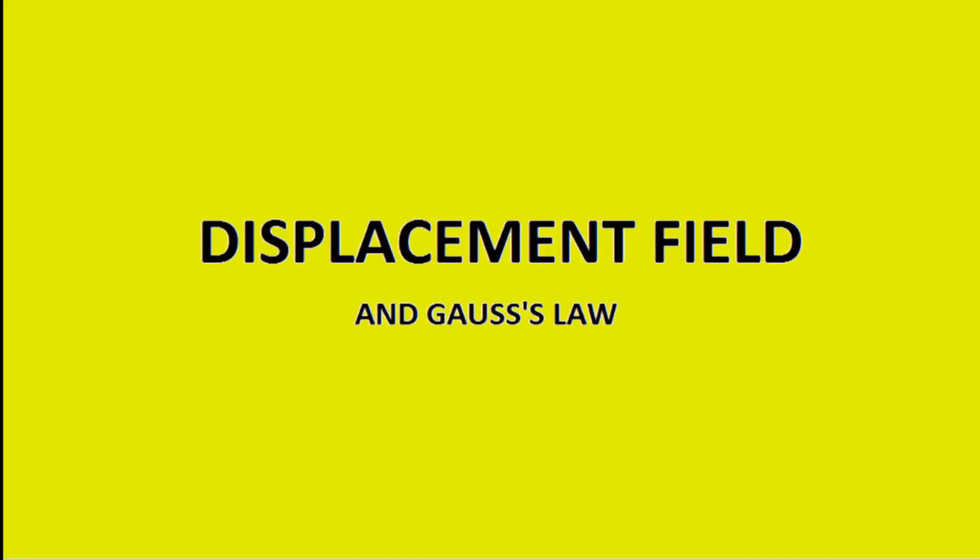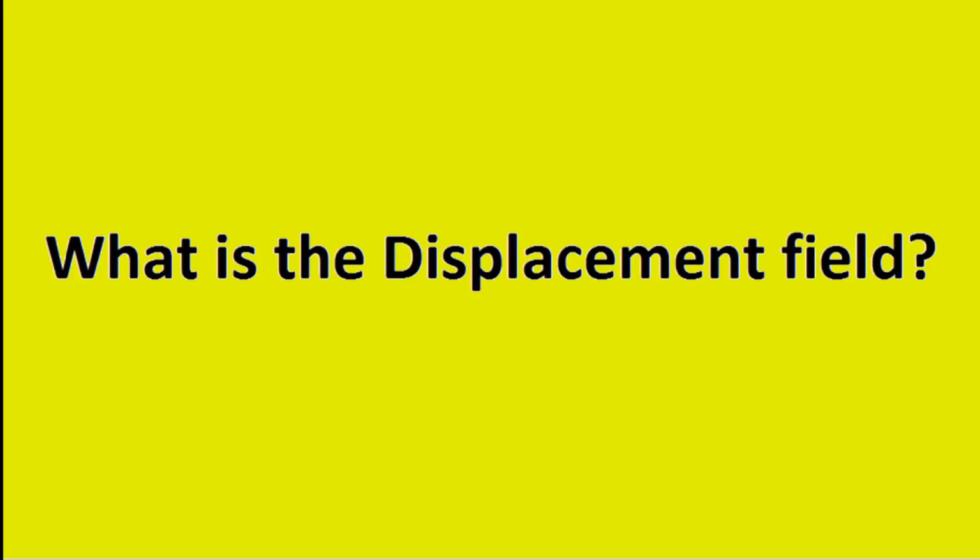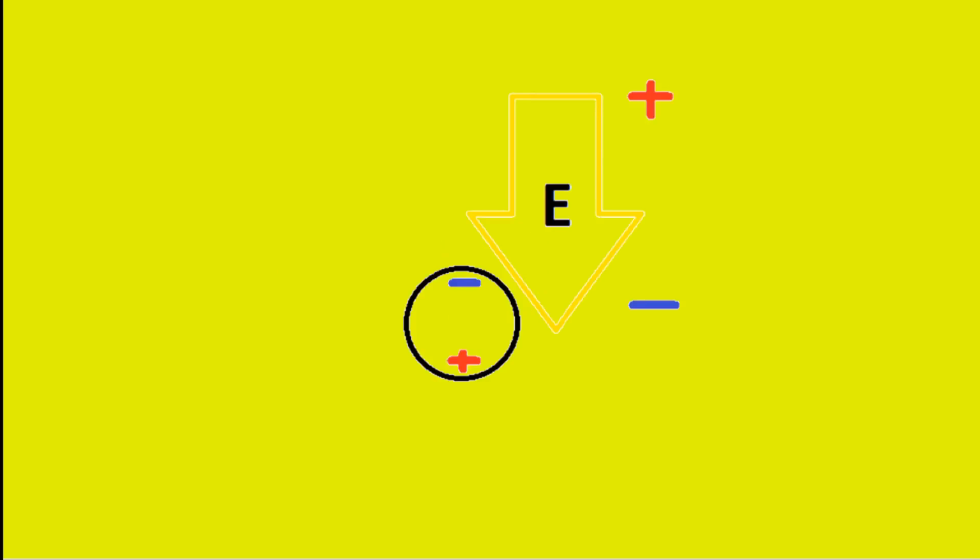In this video, we're going to talk about the displacement field and Gauss's law. Well, what is the displacement field? Well, imagine you have a stationary atom. If we apply an external electric field to the atom, the free electrons align themselves with the field and create an electric dipole moment, which basically means that we get two distinct polarities of charge on the atom.